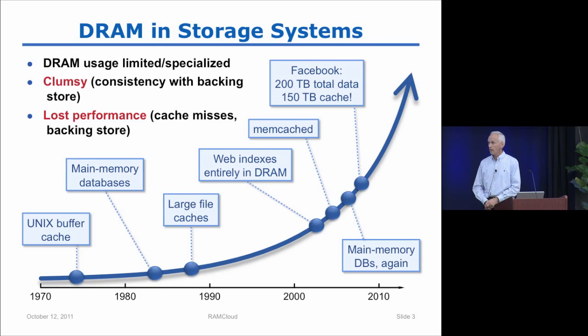The second problem is that you only get a very small fraction of the potential performance out of DRAM in most applications today because, for one example, DRAM is typically organized as a cache, and cache misses are extremely expensive. And then second, you still have to manage the backing store, which often means things like synchronous writes in order to have safe storage, and that ends up eating up a lot of the performance of DRAM.